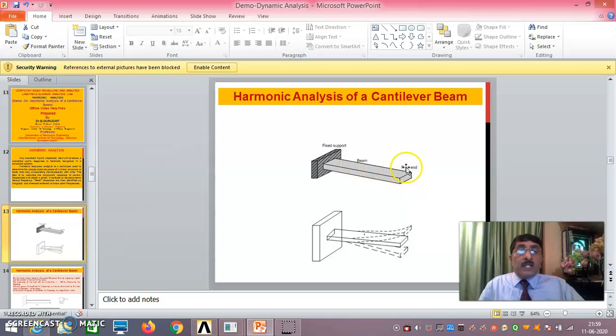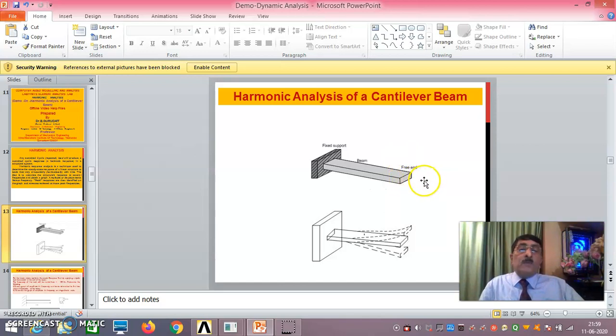But when you come to 7 hertz, amplitude goes on increasing a little bit. Once you come to 8 hertz, if you apply the load 8 times in 1 second, that forced frequency matches with the natural frequency and you will have a peak developed. Peak developed at 8, 8.2 in that way.